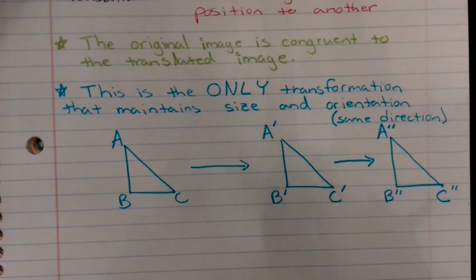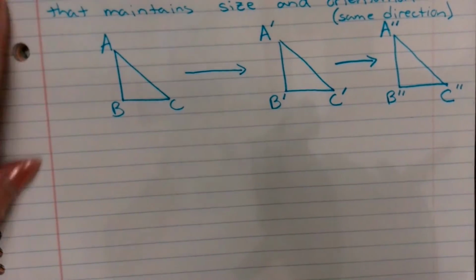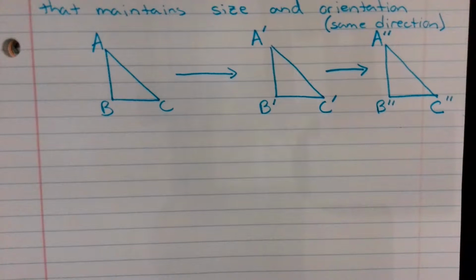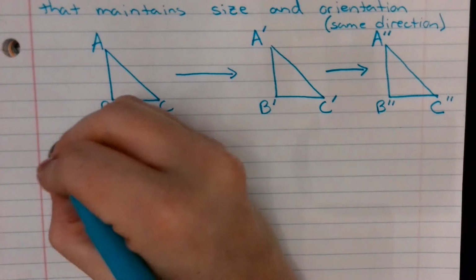So one thing that's very, very easy to remember with translations is you're just moving. You're moving left or right. You're moving up or down. If you're moving both left and down, then it looks like it's kind of going at a diagonal. If you're moving left and up, you're moving at a diagonal. So it's just a movement of your points, left and right, up and down.